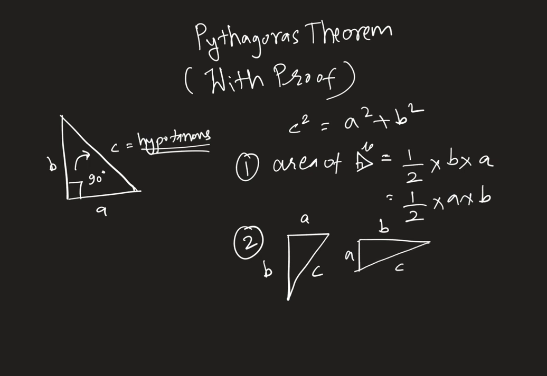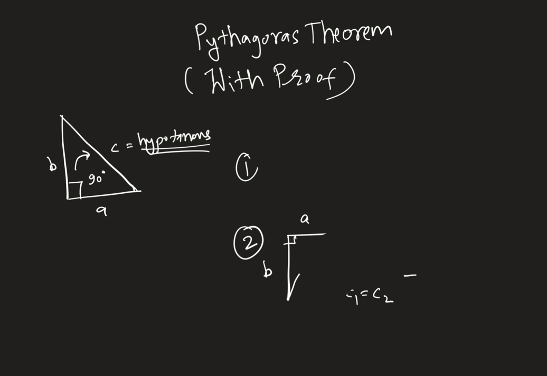It won't be like this is C1, C2, and C1 and C2 are some different values. No. As long as A and B are the same, C1 would be equal to C2 always. And the angle between A and B should be 90 degrees. Okay. So with these two prerequisites, we will be able to prove the Pythagoras theorem.